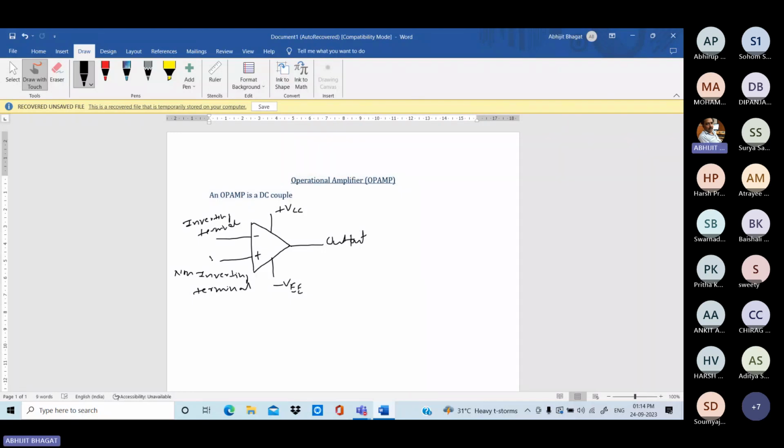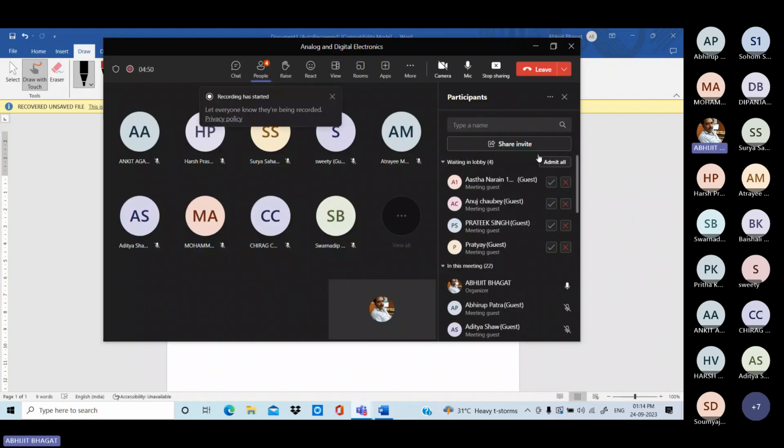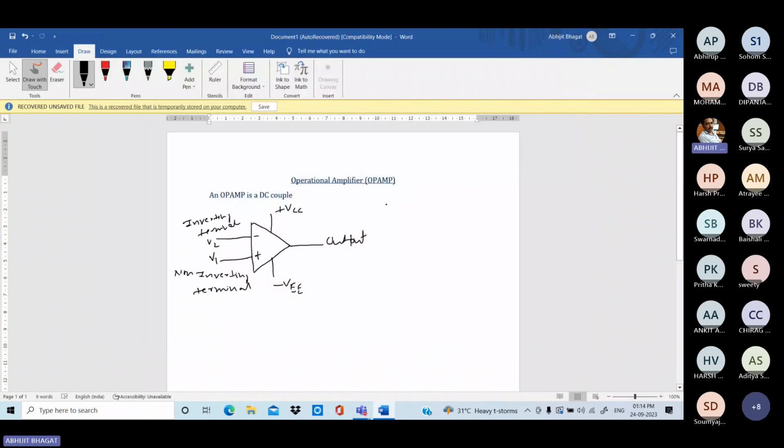So suppose the plus terminal has voltage V1, and the minus terminal has voltage V2. If the gain of the op-amp is A, then your output voltage V0 equals the gain into the difference of the input voltages. So this is the output voltage. Whatever input voltages you provide across the input side, across the output you get the amplified difference of the voltages. So this is all about the op-amp.